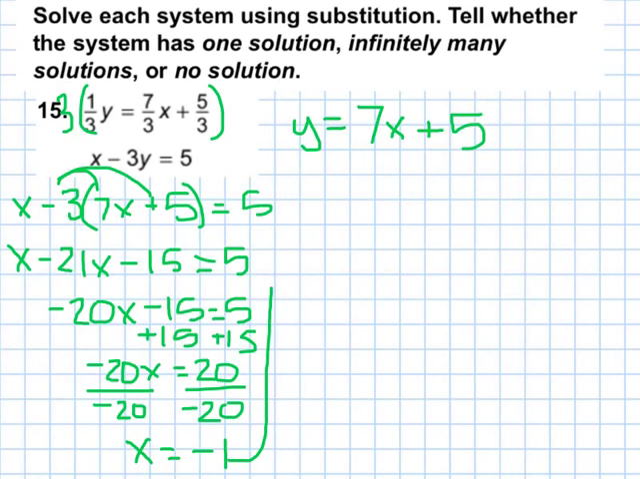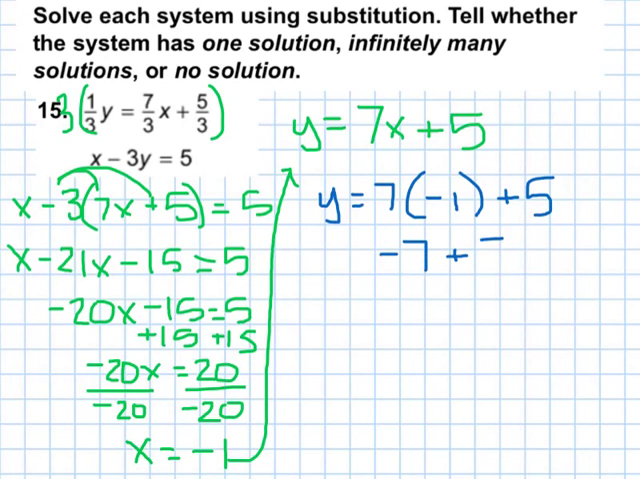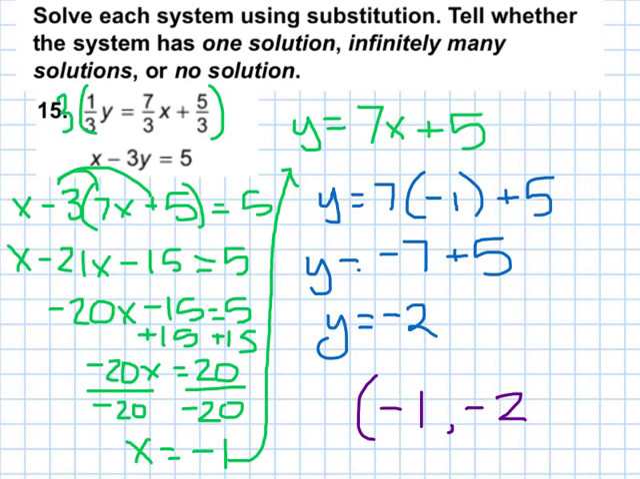Once we do that, you'll plug it in up top with this top equation, and we get y equals 7 times negative 1 plus 5. 7 times negative 1 is negative 7 plus 5. And work it out, y equals negative 2. So final answer, x comma y, negative 1 comma negative 2.